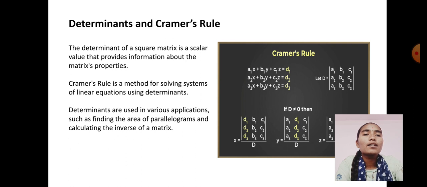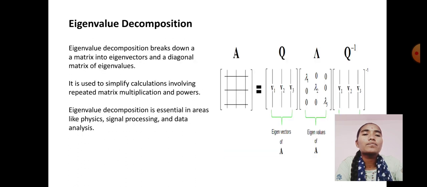Determinants and Cramer's rule. The determinant of a square matrix is a scalar value that provides information about the matrix properties. Cramer's rule is a method for solving a system of linear equations using determinants. Determinants are used in various applications such as finding the area of a parallelogram and calculating the inverse of the matrix.